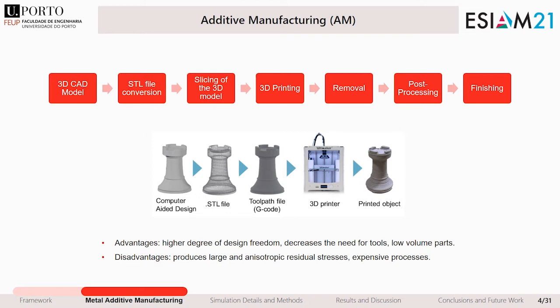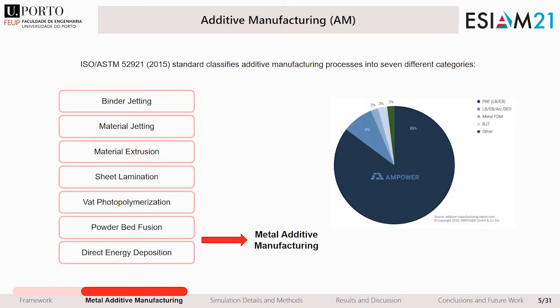Additive manufacturing allows to go from the CAD model to the final part in a relatively small time, allowing higher degree of freedom and reduces the need for expensive tooling. Nevertheless, it has been used essentially for low-volume parts. Metal additive manufacturing is responsible for significant residual stresses and still is considered an expensive process. According to the ASTM, there are 7 different groups of additive manufacturing, being the powder bed fusion and the direct energy deposition the most popular ones for metallic production, with powder bed fusion dominating the market.